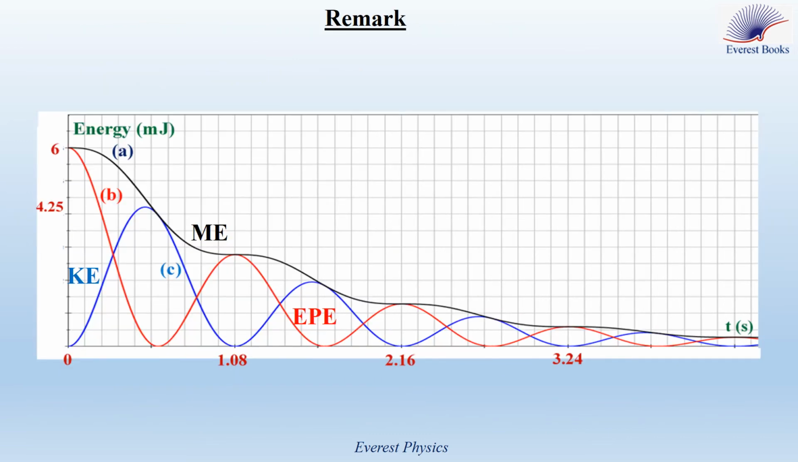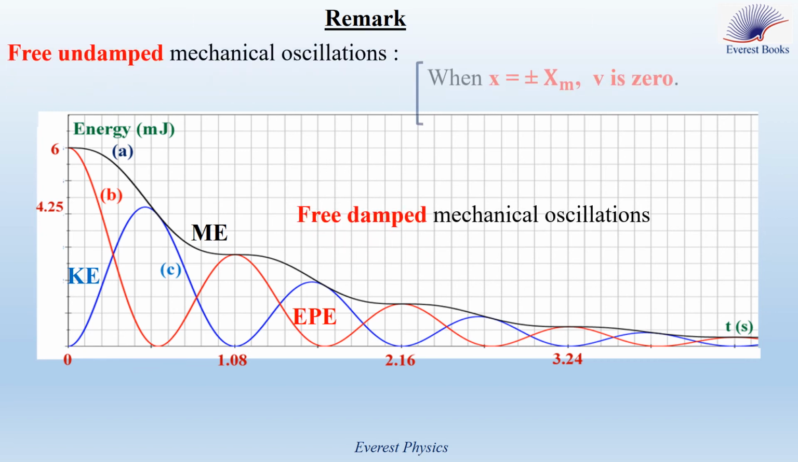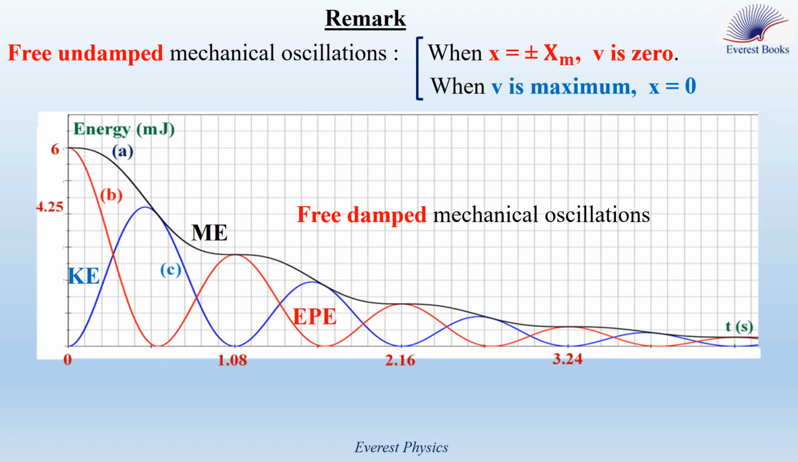Now, after finishing the problem, we'd like to explain this remark. Recall that when we discussed the curves of energy for an undamped horizontal spring block system, we concluded that when x is equal to plus minus x max, v is 0, which means that when the center of mass of the block is at the extreme positions, its speed is 0. And when v is maximum, x is equal to 0, which means that when the center of mass of the block is at the equilibrium position or at the origin of the x-axis, its speed is maximum.